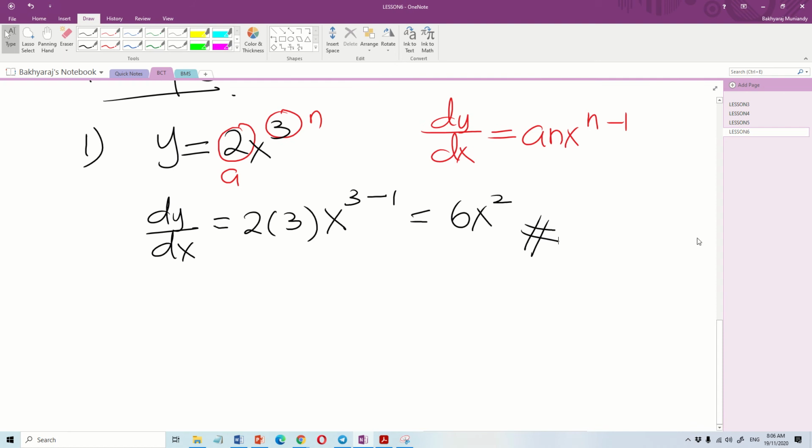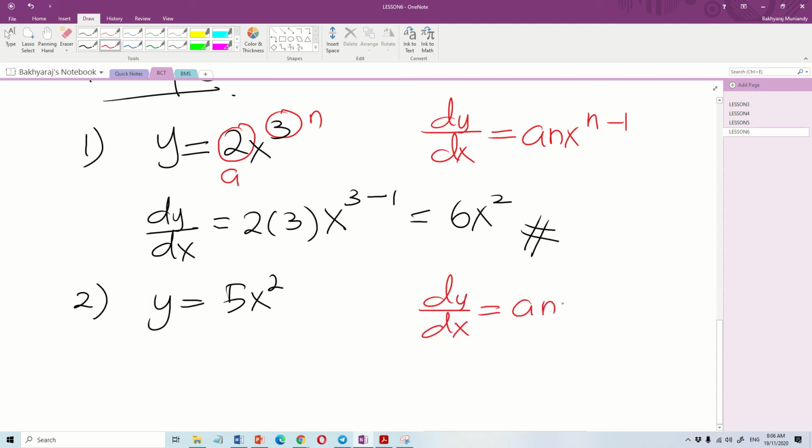Okay, we want to go for question number 2. Now, you try this: 5x^2. Apa jadi jawapan ni? So again, the formula is dy/dx equals anx^(n-1). Now we're going to put everything into the formula. What is my a? A saya 5, sorry. Then n saya ialah 2.